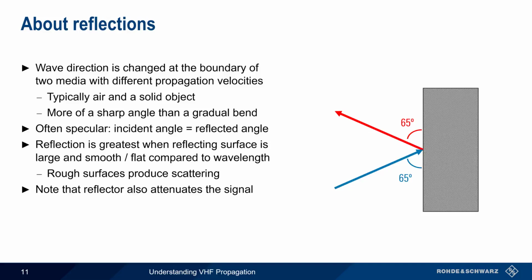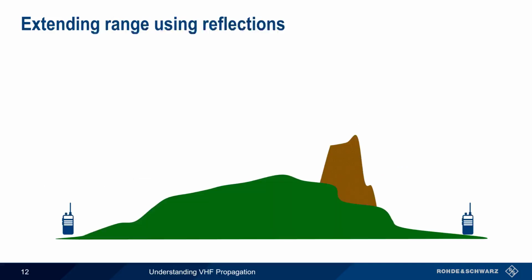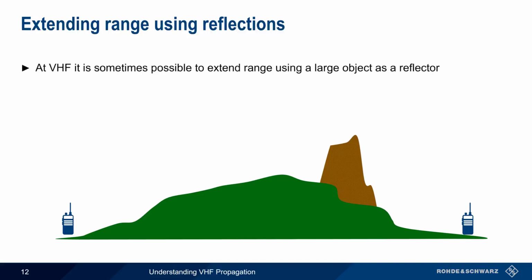In VHF propagation, reflections can be either good or bad. Reflections are helpful or good when they permit passive objects to be used as repeaters. And they're bad when they lead to something called multipath. Let's look at each of these cases. At VHF frequencies and higher, it's sometimes possible to advantageously use a large object as a reflector in order to extend range.